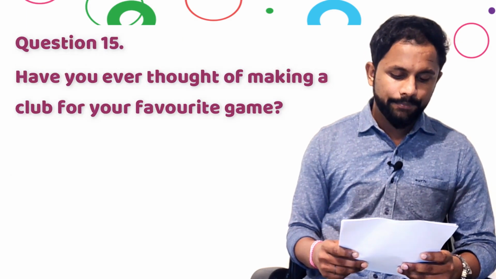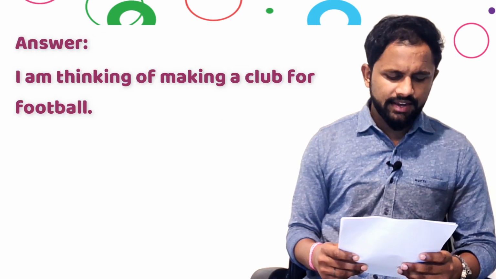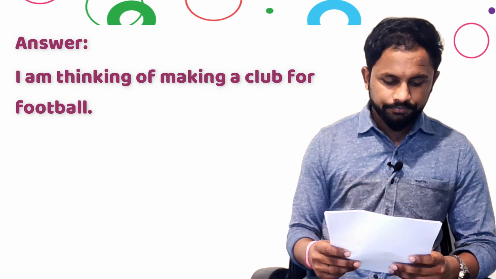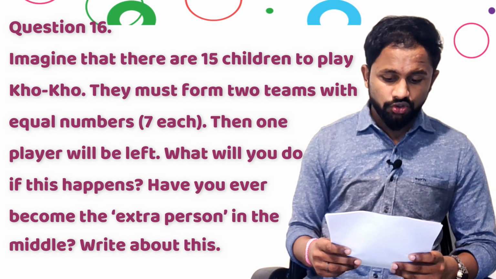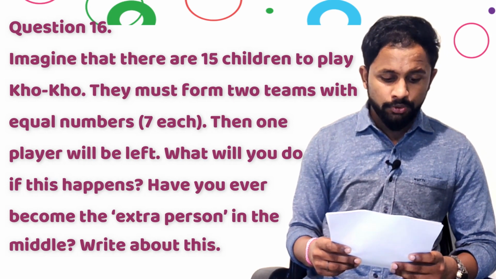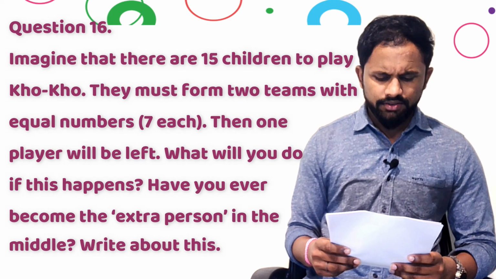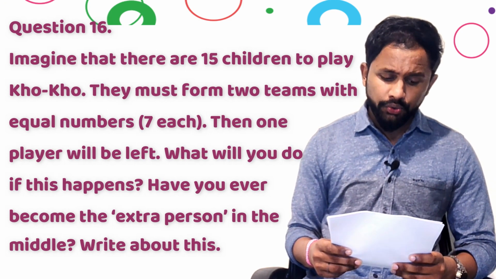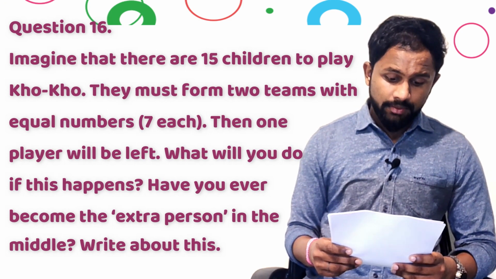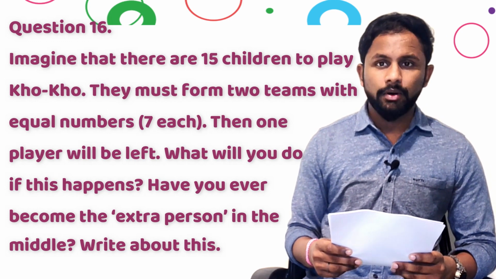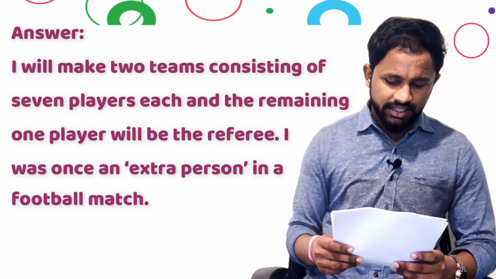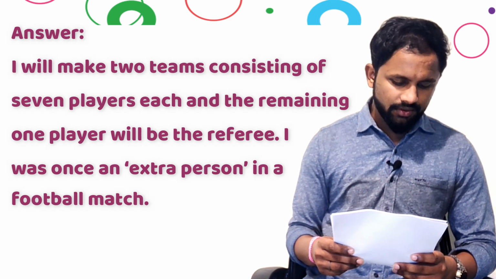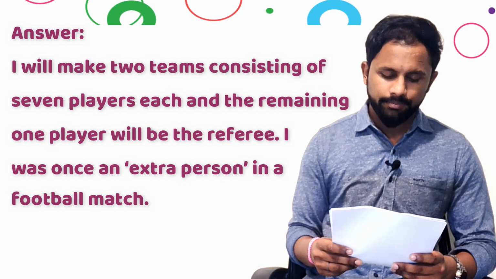Question number 15. Have you ever thought of making a club for your favorite games? Answer is, yes, I am thinking of making a club for football. Question number 16. Imagine that there are 15 children to play Kho. They must form 2 teams with equal numbers, 7 each. Then 1 player will be left. What will you do if this happens? Have you ever become the extra person in the middle? Write about this. Answer is, I will make 2 teams consisting of 7 players each and the remaining 1 player will be the referee. I was once an extra person in football game.